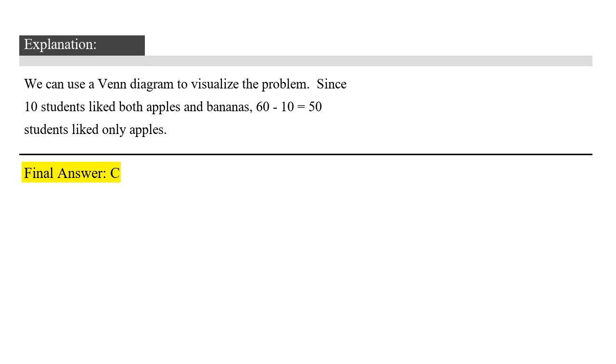We can use a Venn diagram to visualize the problem. Since 10 students liked both apples and bananas, 60 minus 10 is equal to 50 students who liked only apples.